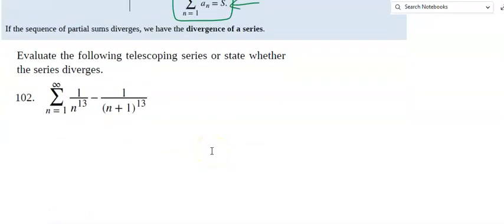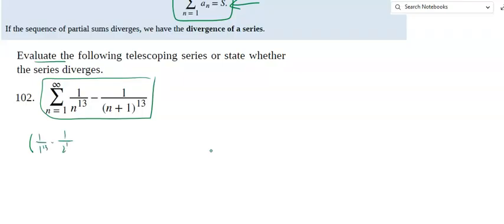This is an infinite sum. Now, evaluate the following telescoping series or state it diverges. Evaluate means find this infinite sum. Now, let me show you what's going to happen. Anytime this happens, you list a few terms. Let n equal 1: 1 over 1 to the 13 minus 1 over 2 to the 13. That's the first term. Next term, let n equal 2.